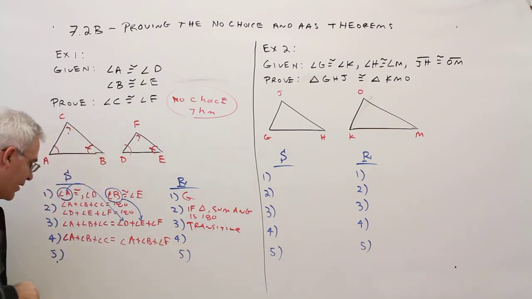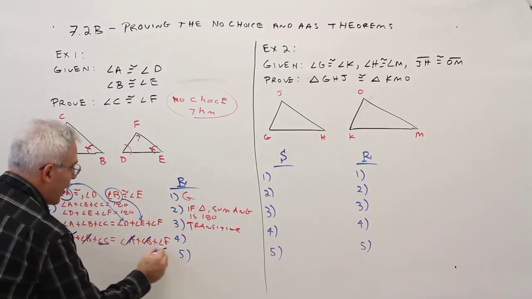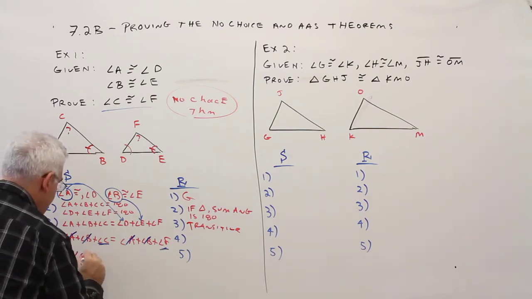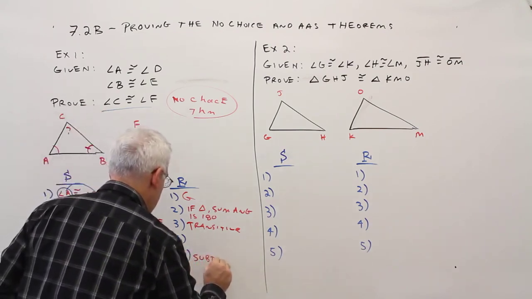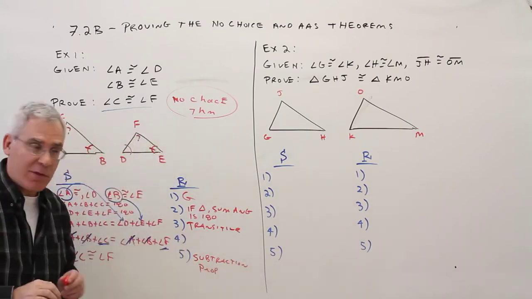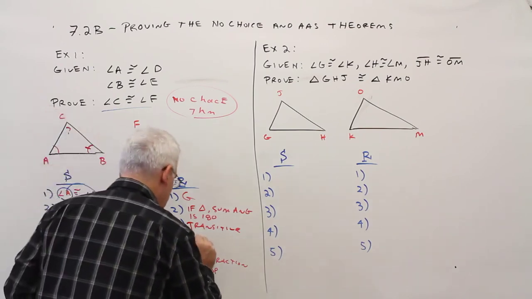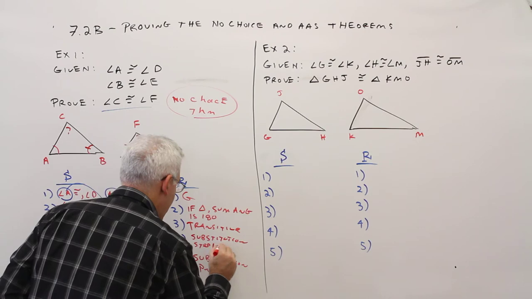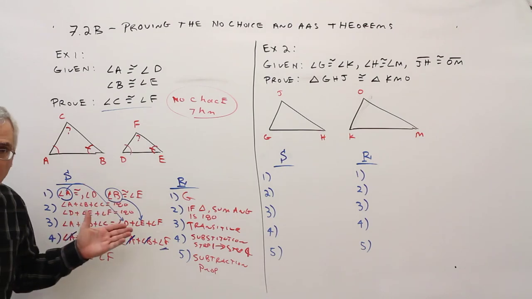All right, so hopefully you can see what's going to happen here. Subtract this, subtract this, subtract this, subtract this, and I'll get angle C to be congruent to angle F. So angle C congruent to angle F, subtraction property. I got so excited I forgot to write the reason down over here. That was substitution, step 1 into step 4. Okay, so I just proved the no choice theorem.